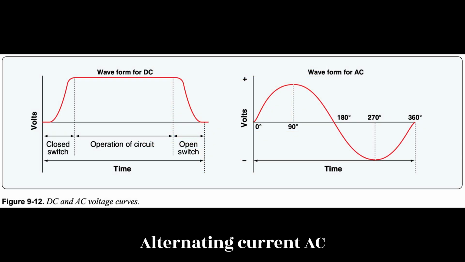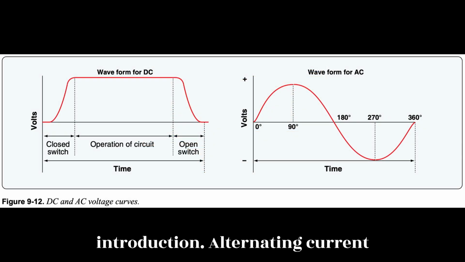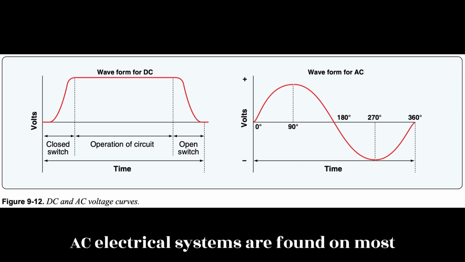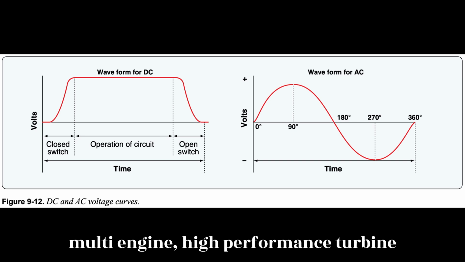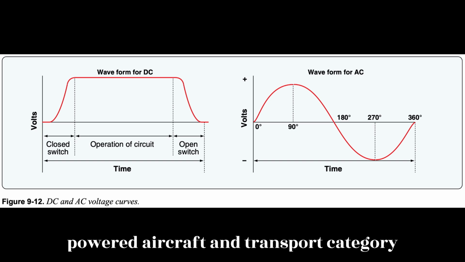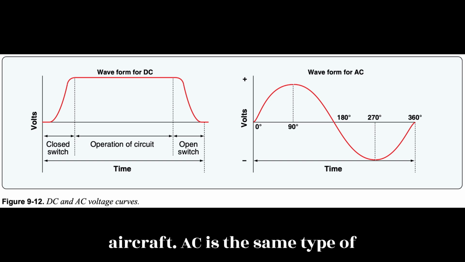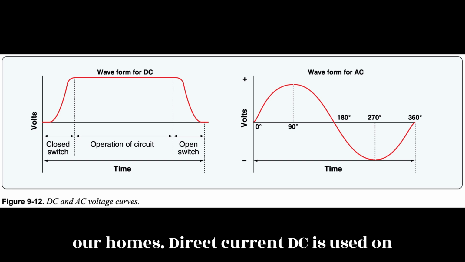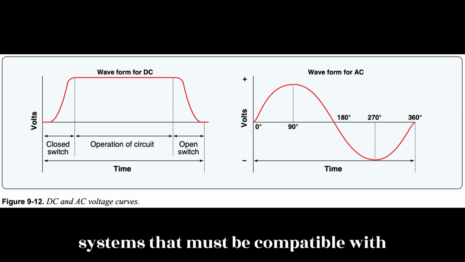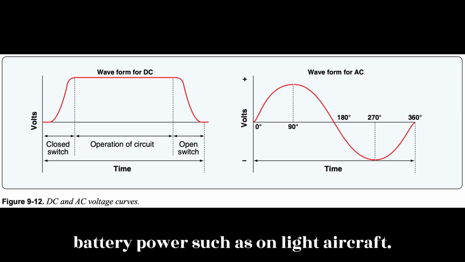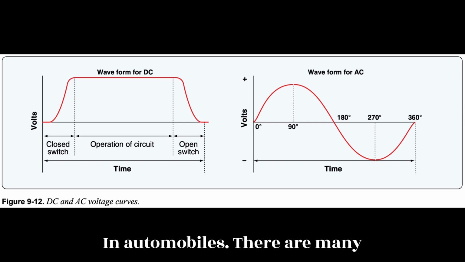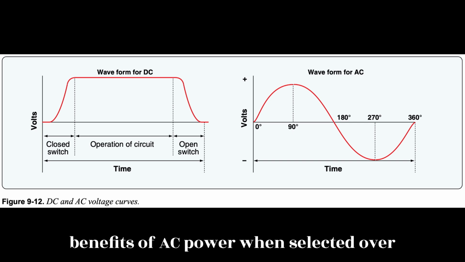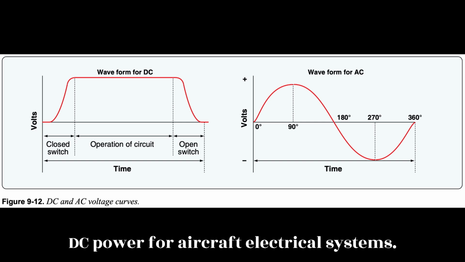Alternating current, AC, introduction. Alternating current, AC, electrical systems are found on most multi-engine, high-performance turbine-powered aircraft and transport category aircraft. AC is the same type of electricity used in industry and to power our homes. Direct current, DC, is used on systems that must be compatible with battery power, such as on light aircraft and automobiles. There are many benefits of AC power when selected over DC power for aircraft electrical systems.